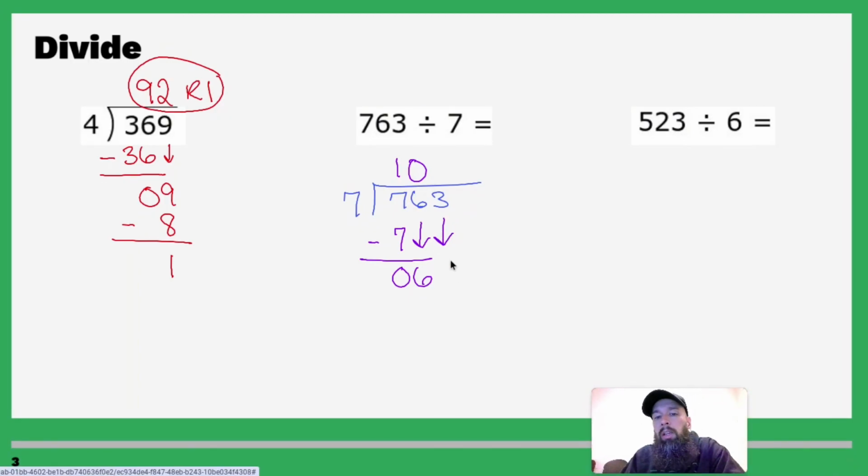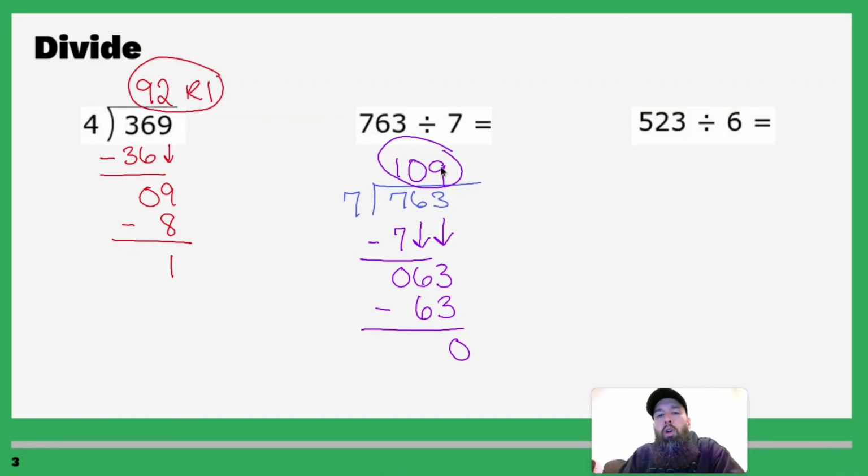So this is kind of confusing. Okay, so drop down the next number. 7 goes into 63 9 times. So you write your number directly above your 3. 9 times 7 is 63. Subtract. 63 minus 63 is 0. We are out of numbers, which means that is our final answer. No remainder. We're just going to write out 109. No remainder whatsoever.